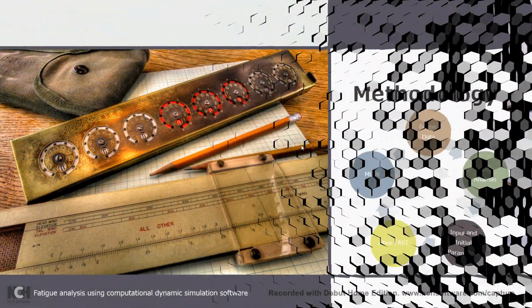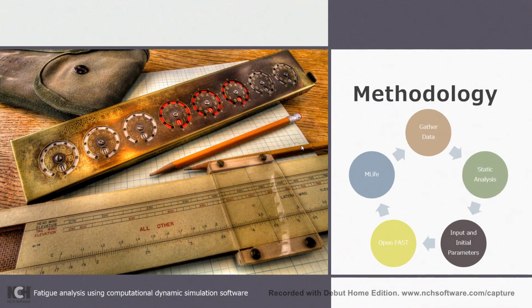So the methodology that we used is what we call an iterative scrum method, where we gather data, put it into static analysis, and then use that static analysis to give that information to OpenFast along with input and initial parameters, which goes into OpenFast, and that data goes into MLife, and then we start all over. So it's a wash, rinse, repeat, over and over. So we did about 200 to 300 different tests. So you gather the data, everything you want to do, change the initial parameters, change the inputs, and then put it back into OpenFast, and then just keep going.